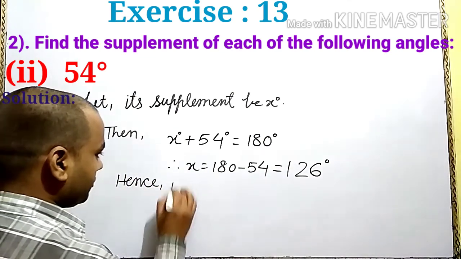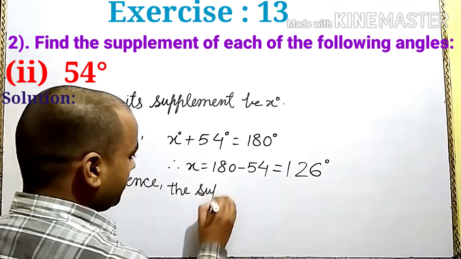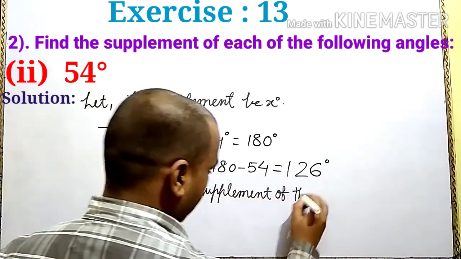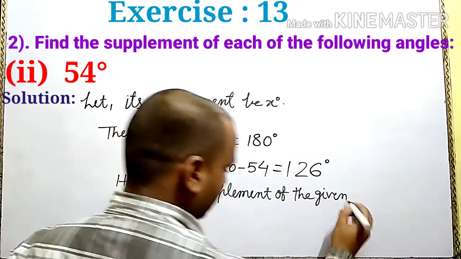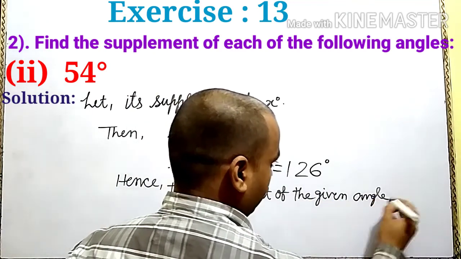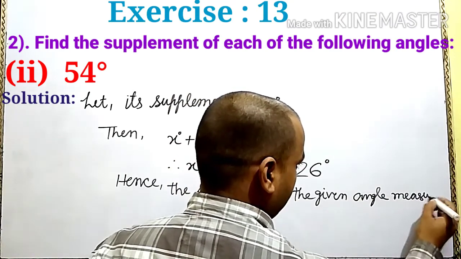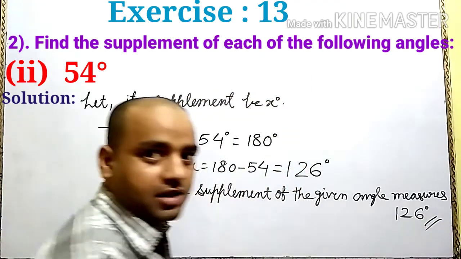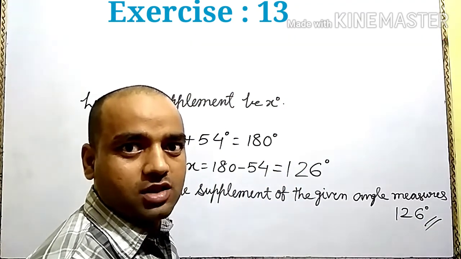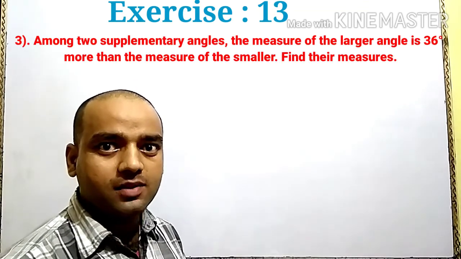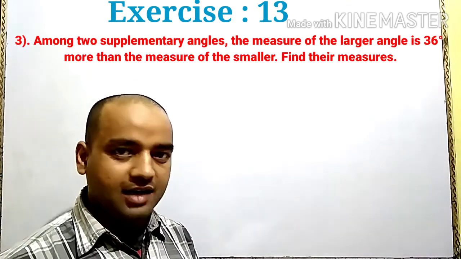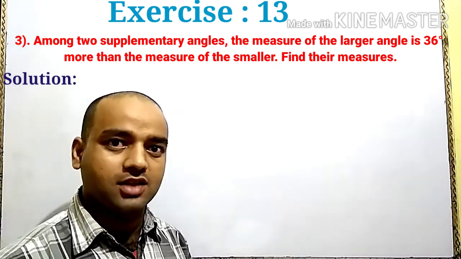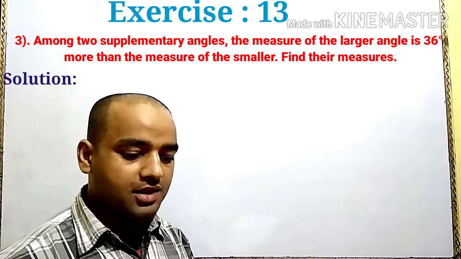Hence the supplement of the given angle measures 126 degree. Is it clear? Now let us discuss question number 3. In question number 3, among two supplementary angles, the measure of the larger angle is 36 degree more than the measure of the smaller. Find their measures.